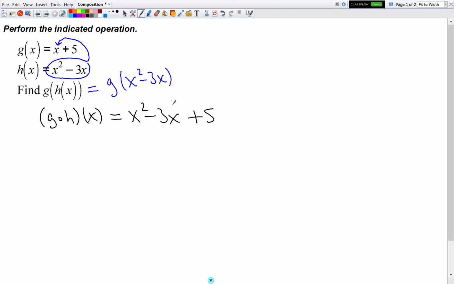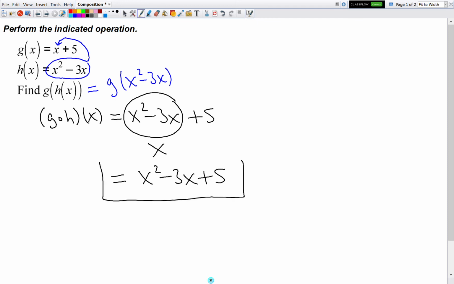So you see that entire thing right here? It used to be known as x, but we're going to replace it with x squared minus 3x. We're just plugging one function into another. Then after that, we're going to see if we can combine like terms. Are there any like terms at all in this line? x squared minus 3x plus 5. Is there anything that I can combine together? If there isn't, then I'm going to leave it as is, and we're going to be done with this problem.